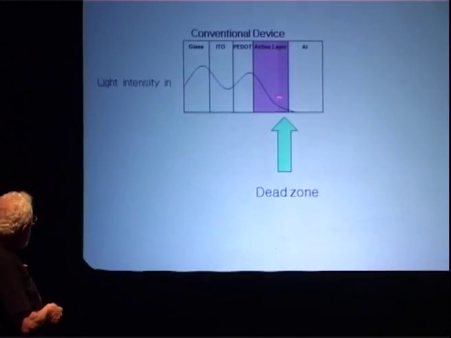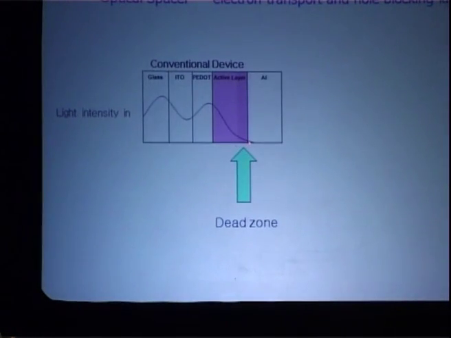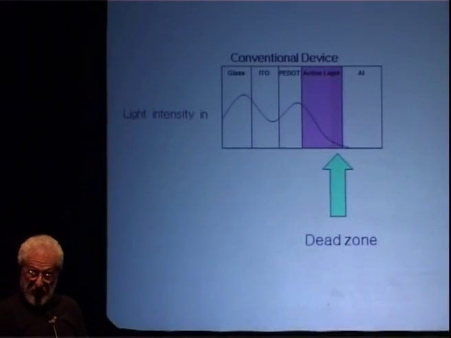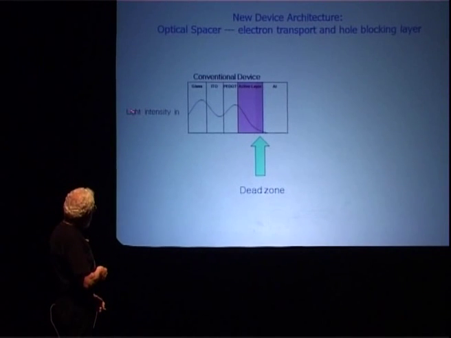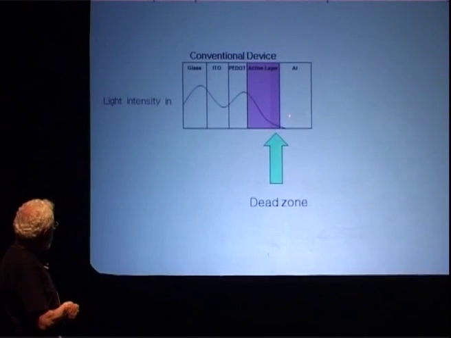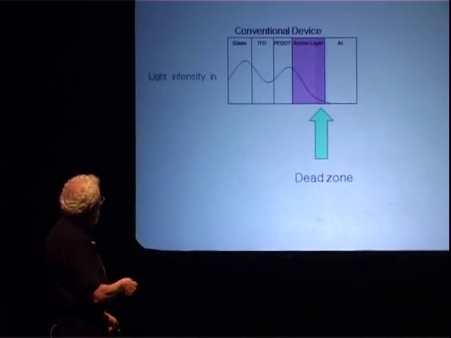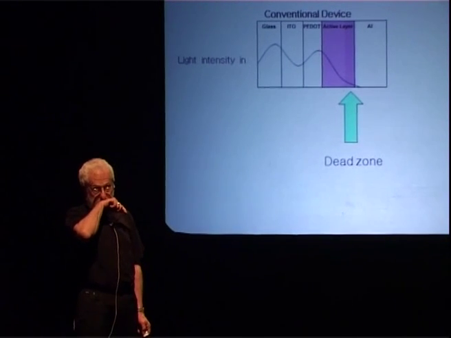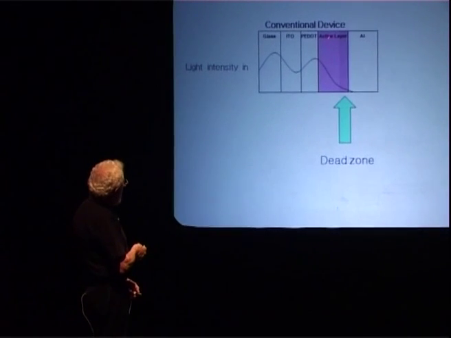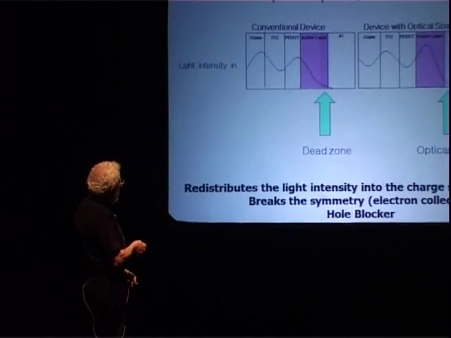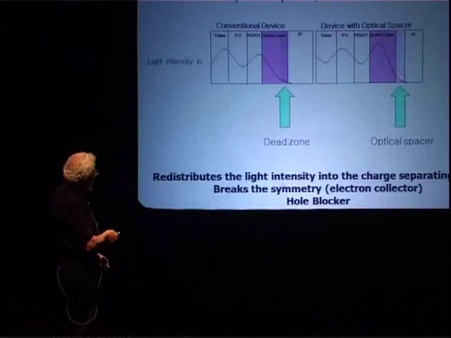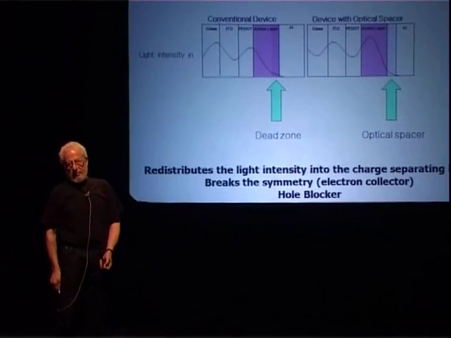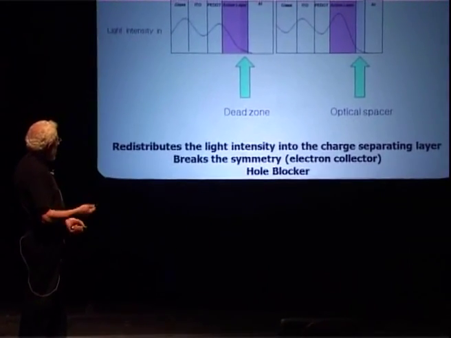When you have that, you know from your elementary physics that at the surface of a metal, the electric field is zero. So the intensity might be 100 milliwatts per square centimeter coming in, but it's zero there. And it takes approximately a quarter wavelength for this to build back up. So what we need to do is to put in a spacer that puts this maximum in the middle of the charge separating film. We call that an optical spacer.